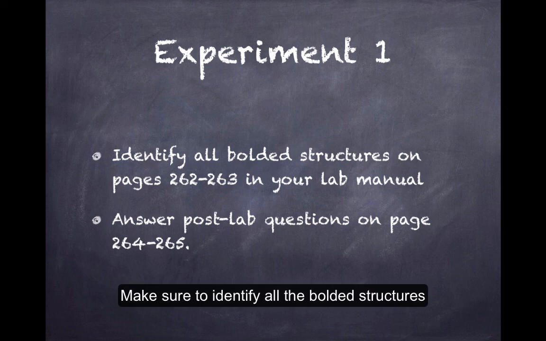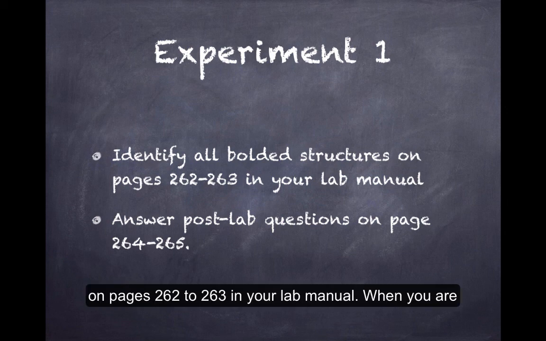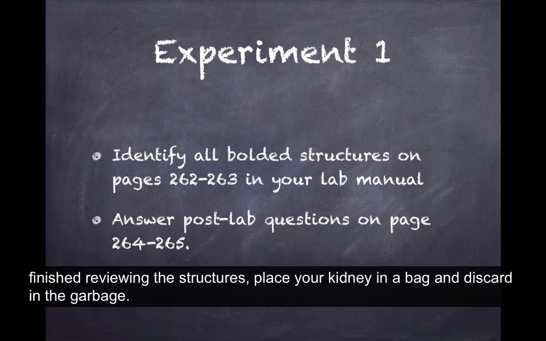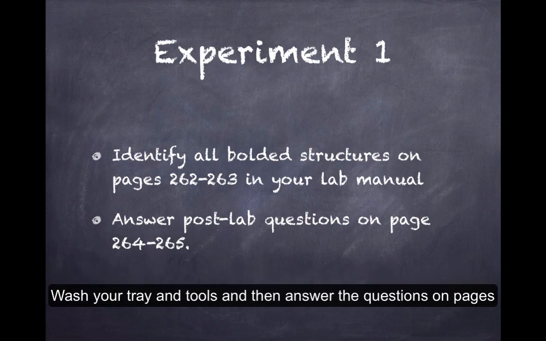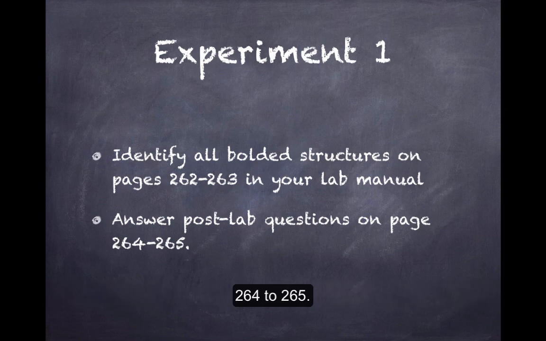Make sure to identify all the bolded structures on pages 262 to 263 in your lab manual. When you're finished reviewing the structures, place your kidney in a bag and discard in the garbage. Wash your tray and tools, and then answer the questions on pages 264 to 265.